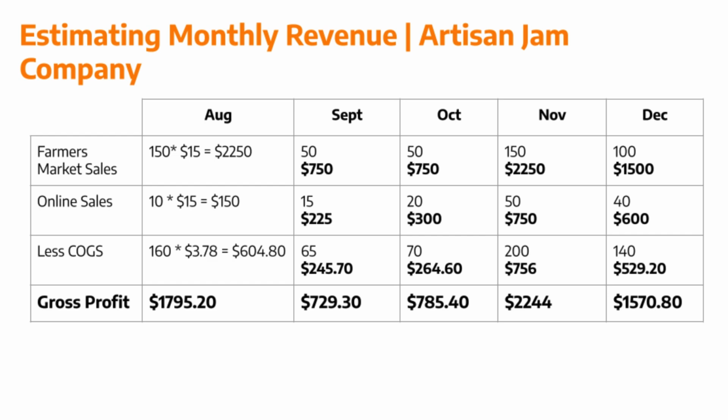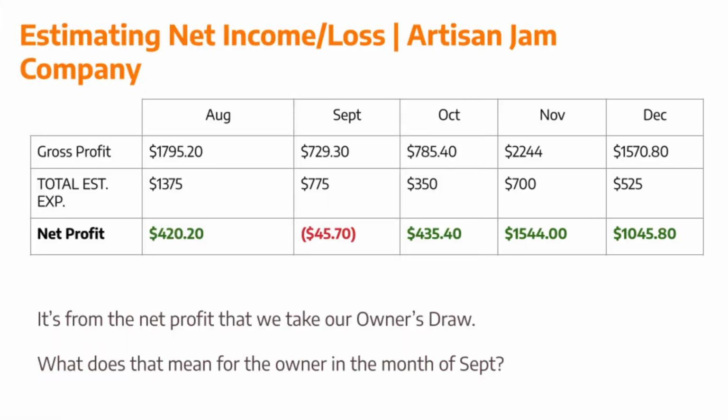Finally, at the bottom line, we have our gross profit. We take our total revenue, subtract out cost of goods sold to give us our gross profit. Now that we've calculated gross profit and our total estimated monthly expenses, we can consider our net profit or our net loss. Simply, we take the gross profit, subtract out estimated expenses to get our net profit or loss. We can see that we operate at a profit in August, October, November, and December, and that we operate at a loss in September. Remember that it's from the net profit that we take our owner's draw.